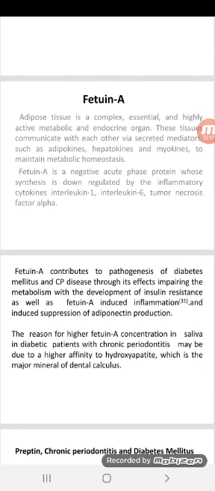Fetuin A. Adipose tissue is a complex, essential, and highly active metabolic and endocrine organ. These tissues communicate with each other via secreted mediators such as adipokine, hepatokine, and myokine to maintain metabolic homeostasis. Fetuin A is a negative acute phase protein whose synthesis is downregulated by inflammatory cytokines interleukin 1, interleukin 6, tumor necrosis factor alpha.